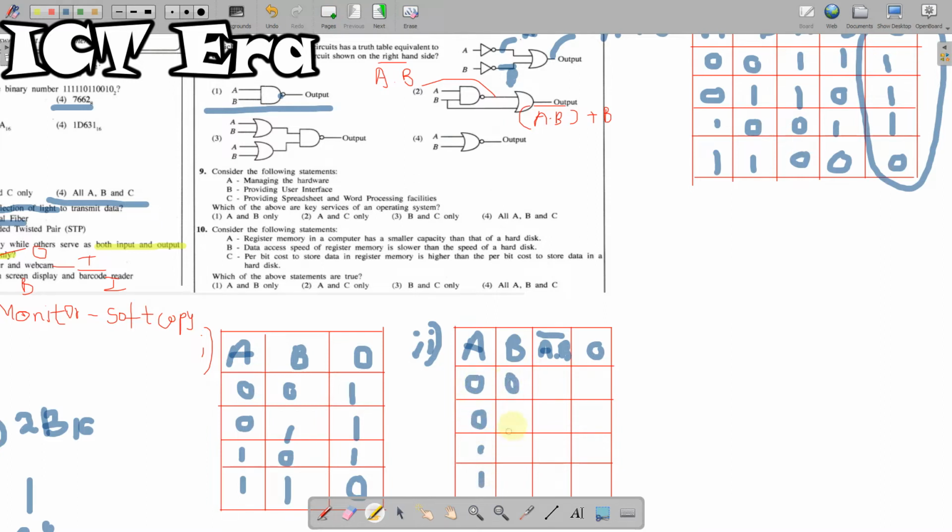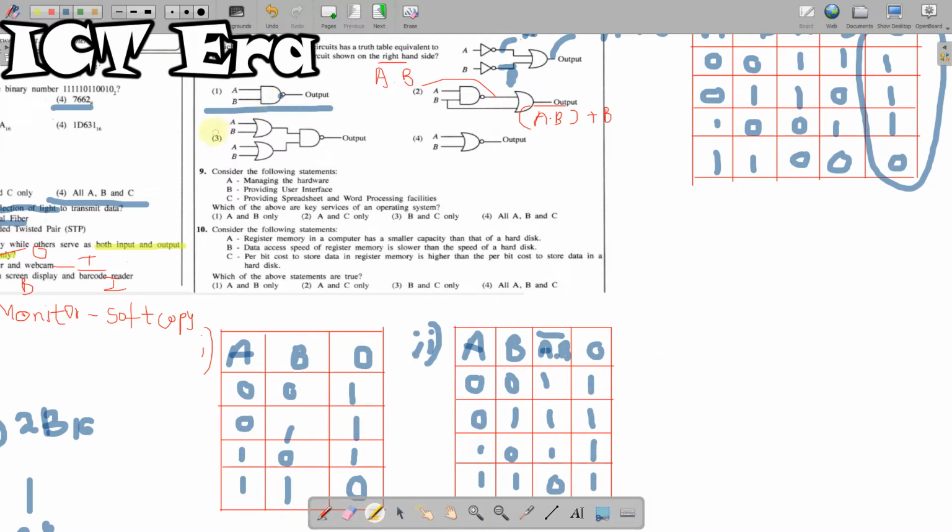So 0, 0, 1, 1. Here 0, 1, 0, 1. Then A dot B bar, this output 1, 1, 1, 0. Then here final output this one plus B. 1 plus 0, 1. 1 plus 1, 1. 0 plus 1, 1. 1 plus 0, 1. So this is the final output of that table.